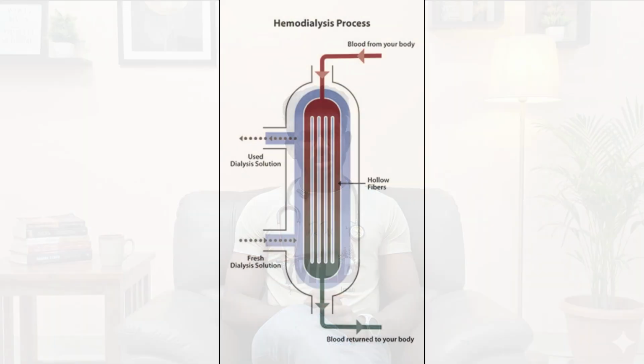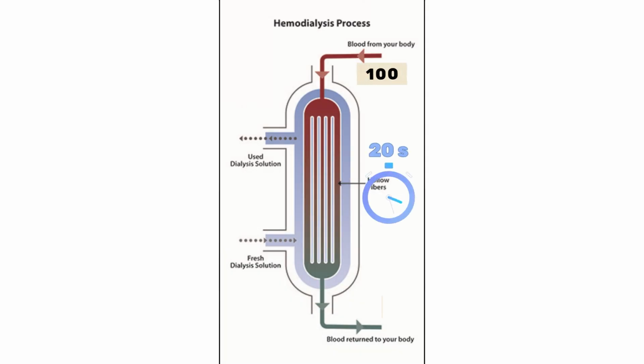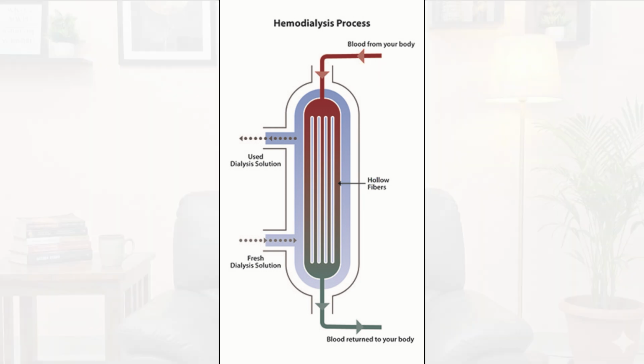Now imagine blood entering the dialyzer with a urea level of 100 units. If you run the blood at 300 ml per minute, that 100 ml stays inside the dialyzer for only about 20 seconds. With that short contact time, urea may drop from 100 to 40 units in a single pass. So this 60% reduction between the inlet and the outlet blood urea level is what we call the extraction ratio.